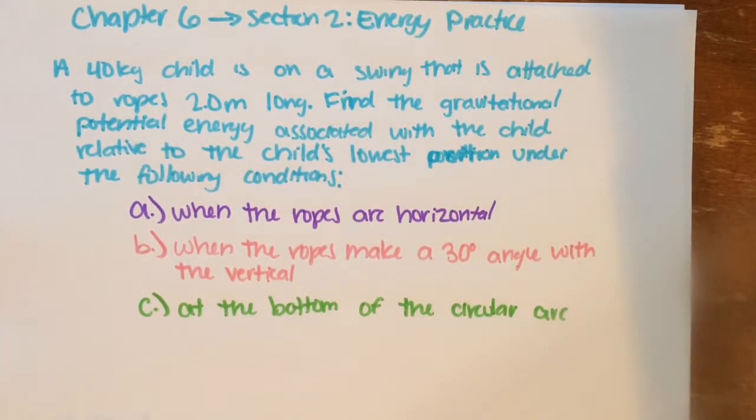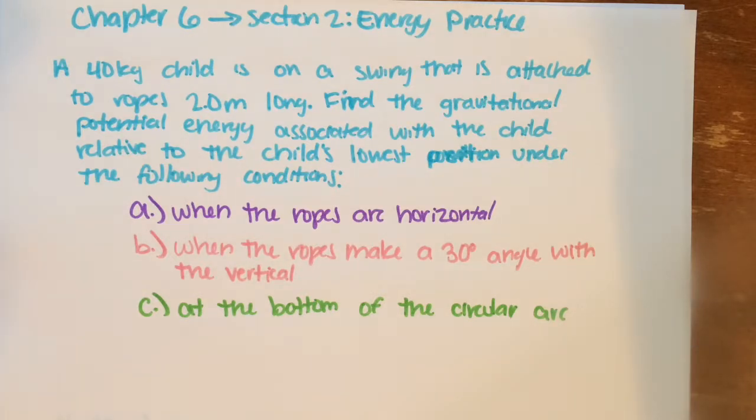Chapter 6, Section 2, Energy Practice. A 40-kilogram child is on a swing that is attached to ropes 2 meters long. Find the gravitational potential energy associated with the child relative to the child's lowest position under the following conditions. A. When the ropes are horizontal.